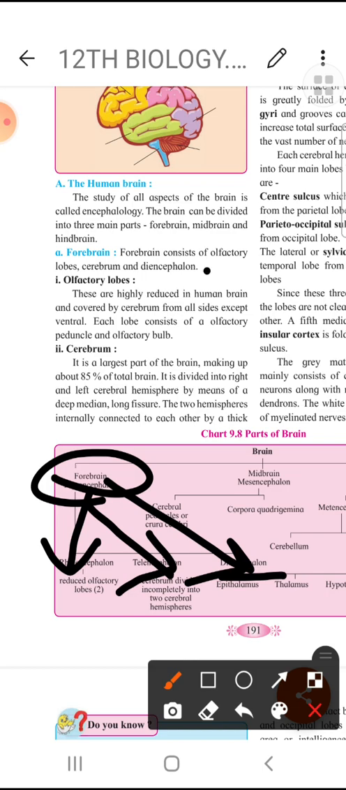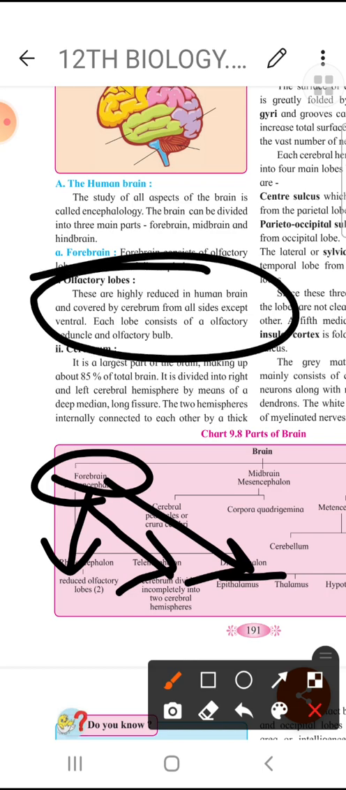So let's understand what is this olfactory. तो ज़रा ध्यान से देखेंगे. These are highly reduced. Textbook should be open with you, you don't have to put your eyes on the mobile. आप textbook में पढ़ेंगे olfactory lobes के बारे में क्या बोल रहे हैं. Highly reduced in human brain. Reduced मतलब उसका structure developed नहीं है. It is not properly developed, and it is covered by cerebrum from all the sides. अगर देखने में देखा जाएगा तो कैसे बनता है. This is how the structure of olfactory lobe is formed.